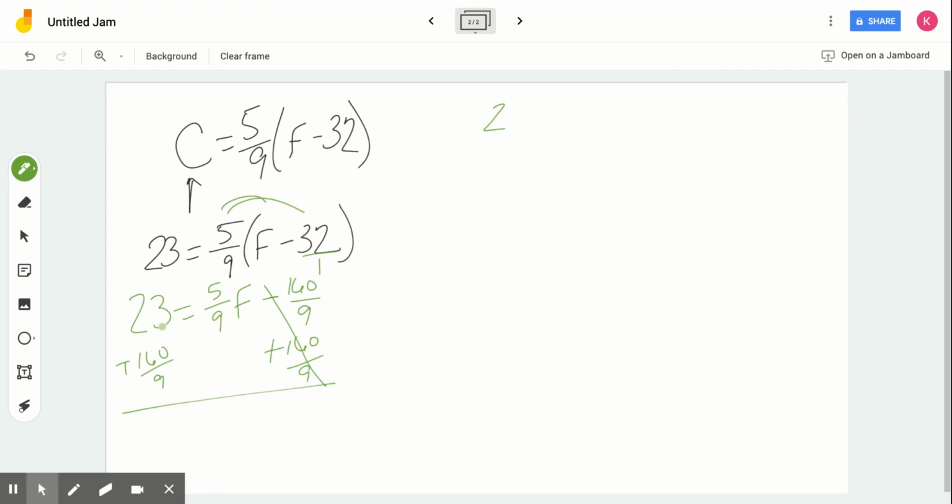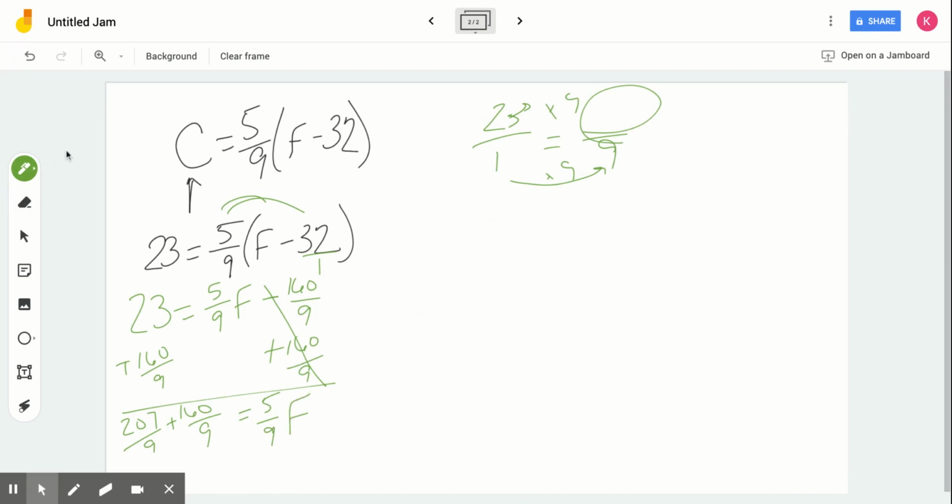So our common denominator, since 23 is a whole number, can simply equal 9. So we need to figure out 23 is equal to how many ninths? Well, 1 times 9 is 9. So 23 times 9 would be what? So when we multiply 23 times 9, you should end up with 207. So we're really going to be adding 207 ninths plus 160 ninths would be equal to 5/9 F.